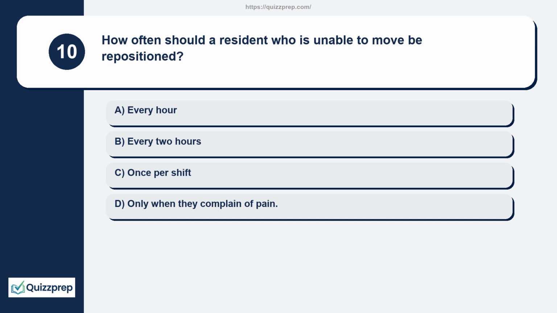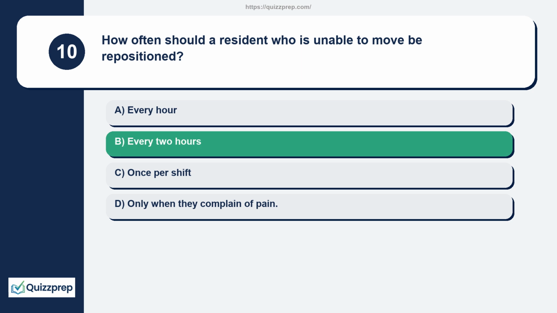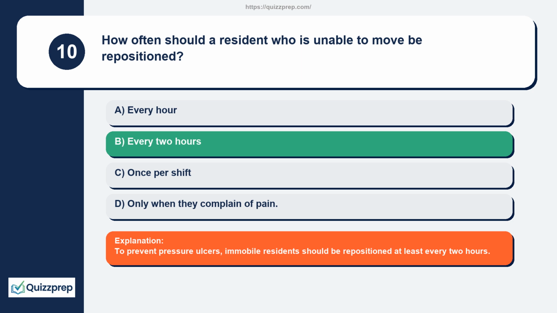Question 10. How often should a resident who is unable to move be repositioned? Every hour. Every 2 hours. Once per shift. Only when they complain of pain. To prevent pressure ulcers, immobile residents should be repositioned at least every 2 hours.